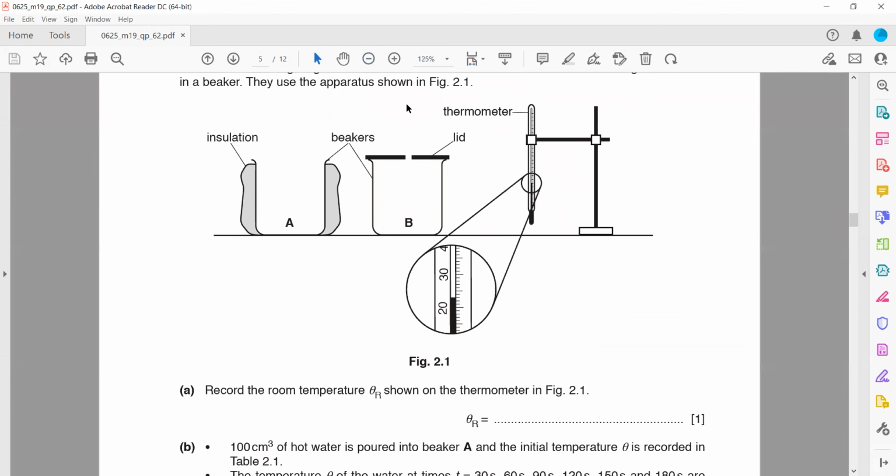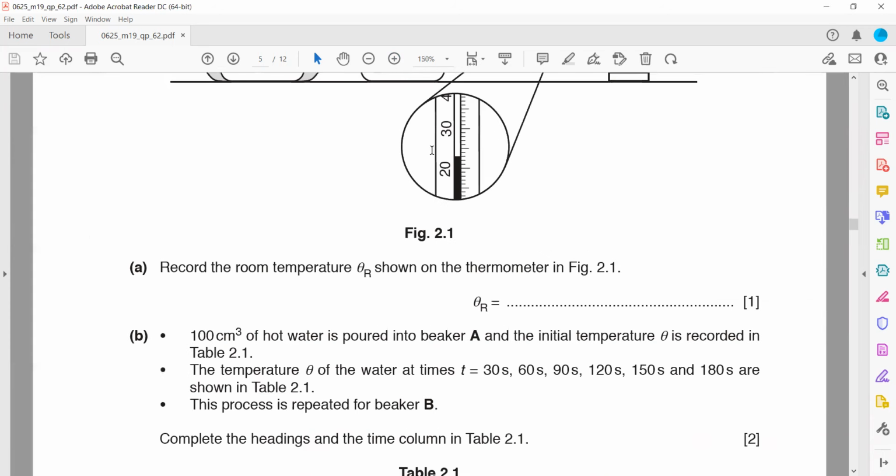Record the room temperature as shown on the thermometer. Use the screen annotation to complete this. What is the room temperature? This value. So 23, and the unit is also important. Sometimes they give you the unit, sometimes the unit is not given. So you should write 23 degree centigrade. Let's write it is 23.